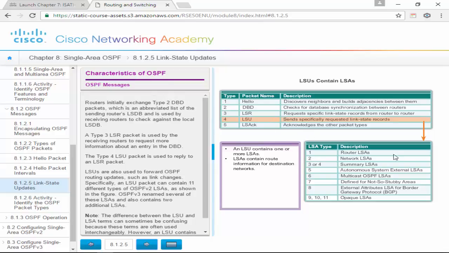A link state update contains one or more LSAs, and if you're asking yourself what is an LSA, we are about to talk about these LSAs, but basically it's just routing information. It's how it builds the routing table.